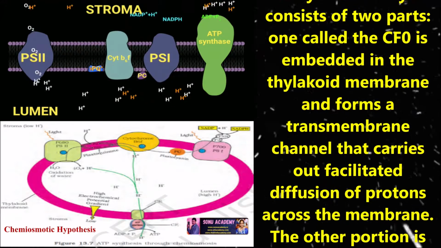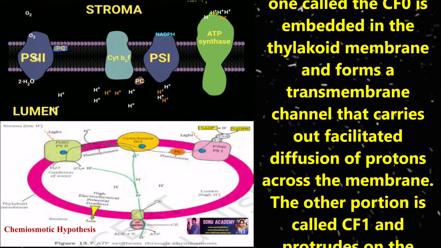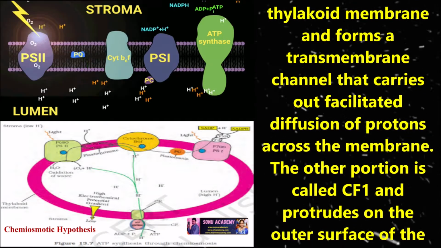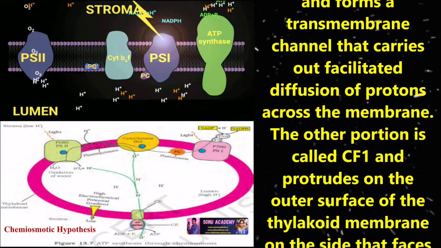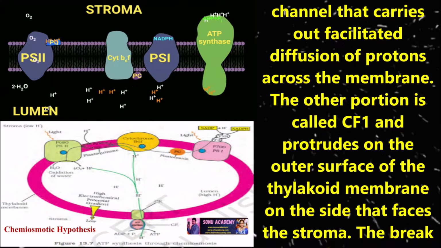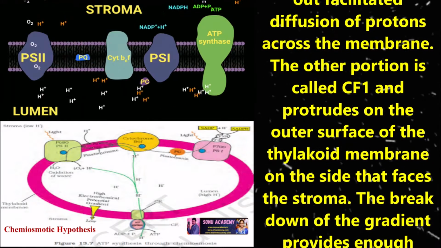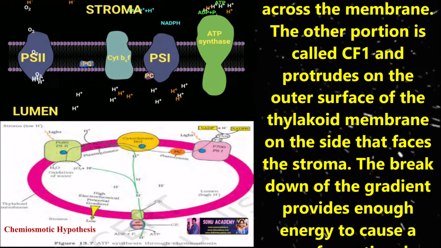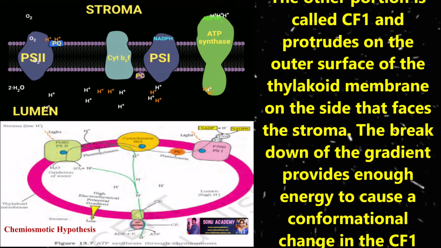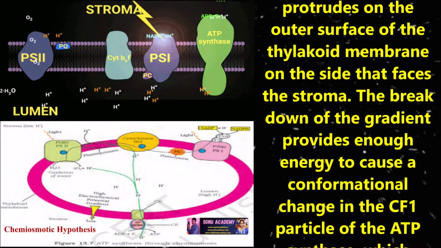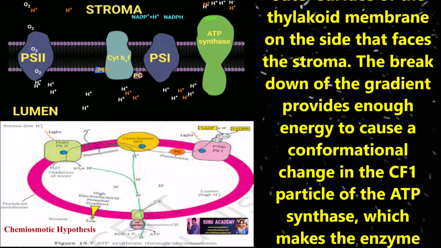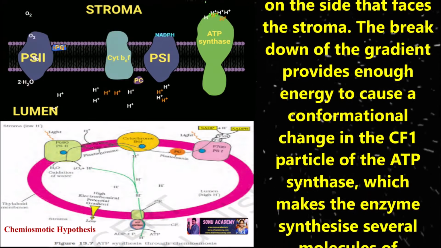The ATP synthase enzyme consists of two parts. One is called CF0, which is embedded in the thylakoid membrane and forms a transmembrane channel that carries out facilitated diffusion of protons across the membrane. The other portion is called CF1 and protrudes on the outer surface of the thylakoid membrane, on the side that faces the stroma.